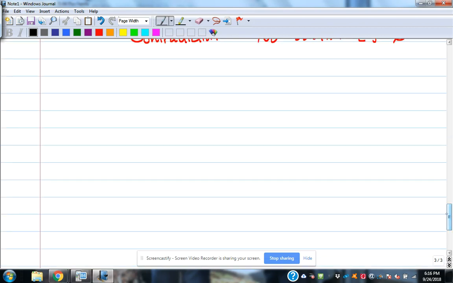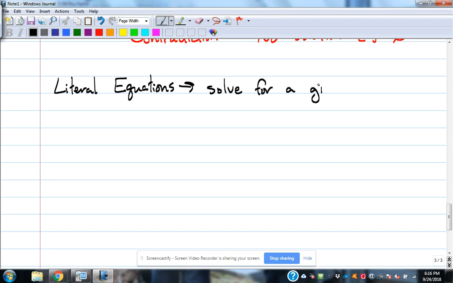All right, still in this first section. Got 1, 2, 3, 4 more examples in the first section. Literal equations. Literal equations means we're not going to get x equals a number. We're going to get another equation as the answer. We're going to solve for a given variable. There may be more than one variable in the problem.